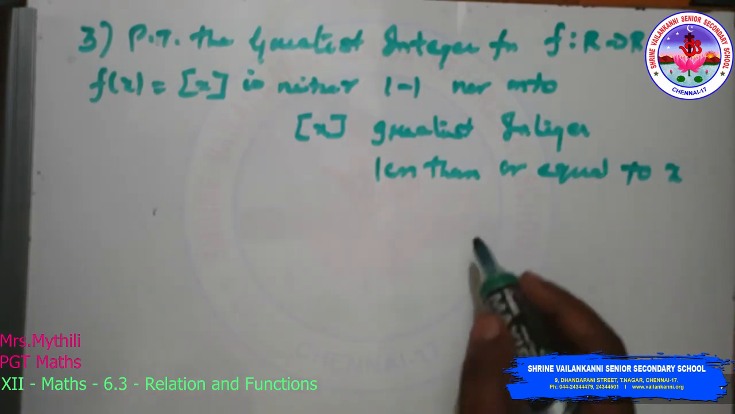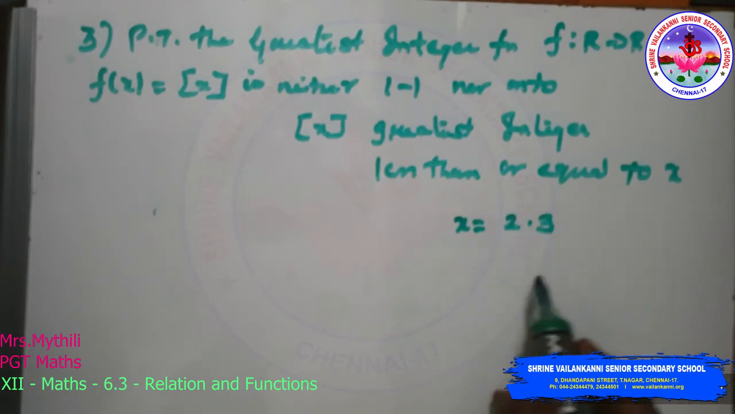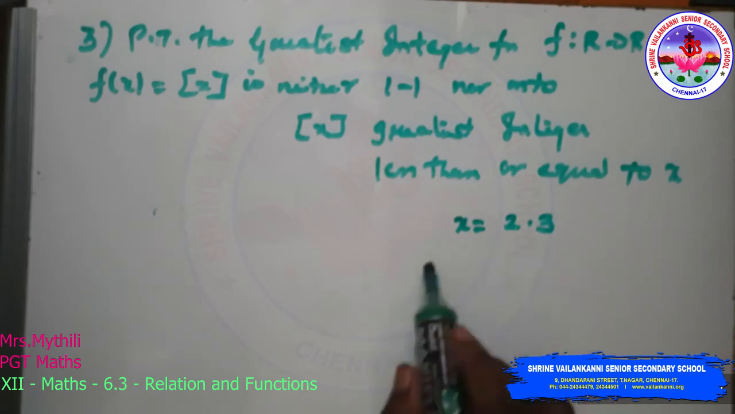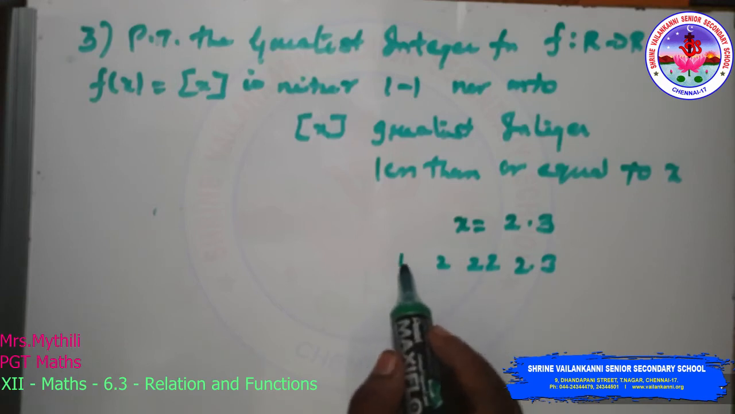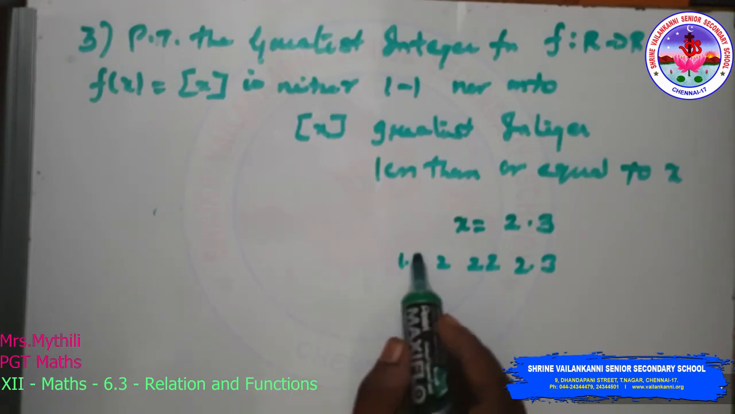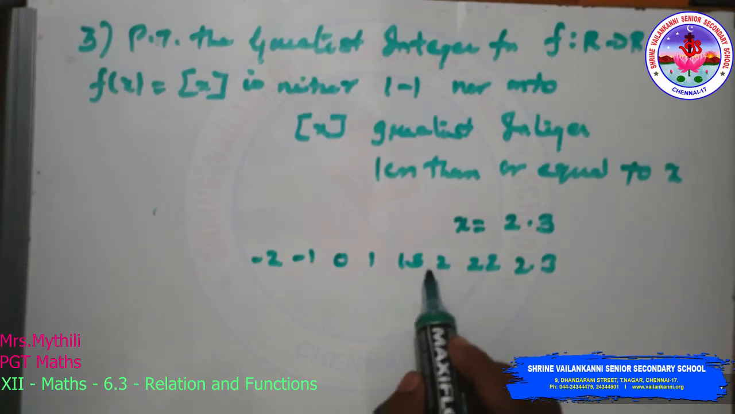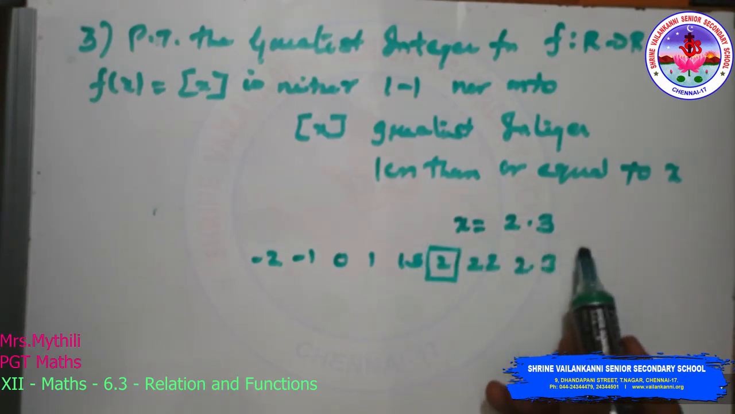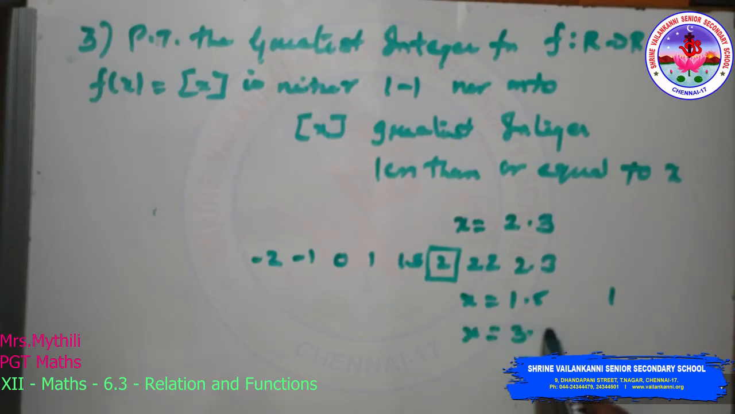So greatest integer means if we take x equal to some 2.3, we have to write the values less than 2.3. So 2.3, 2.2, 2, 1 point something, so 1, etc. So greatest integer means less than or equal to x, that is 2. If we take x equal to 2.3, the greatest integer is 2. If we take x equal to 1.5, the greatest integer will be 1. If we take x equal to 3.3, the value would be 3.